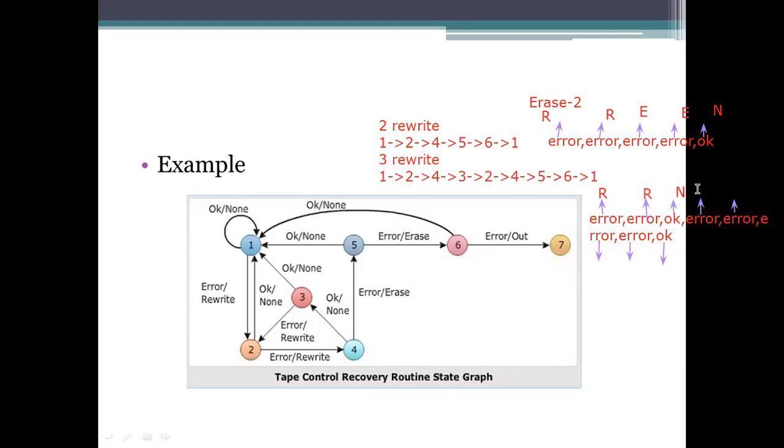Coming to here, we need to rewrite after reaching the second state. After reaching the fourth state, again we need to rewrite. And here we need to erase the data. We are getting the error, and again we need to erase the data here. And here we will perform the N. So this is for erasing the data, where we are using 10 centimeters, 20 centimeters.